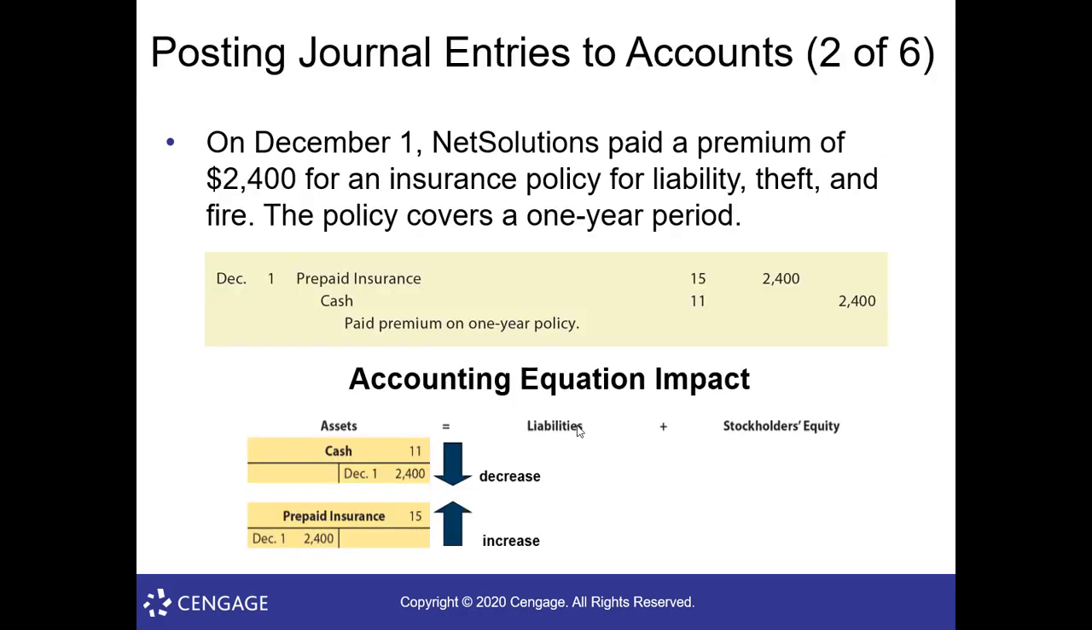So here on December 1, we paid for a 1-year policy. That is an asset, prepaid insurance, a prepaid expense, and a decrease to cash. So posting that, we take that $2,400 and put it in the prepaid account number 15, another asset account, and we debit $2,400, and then we credit the cash.